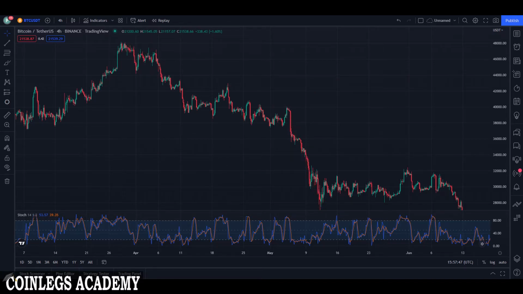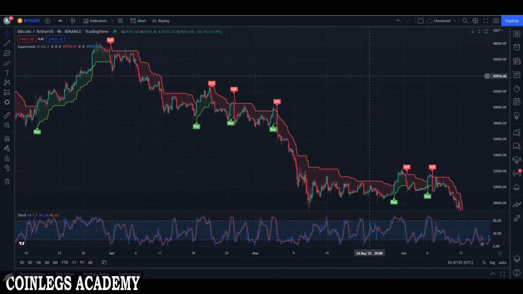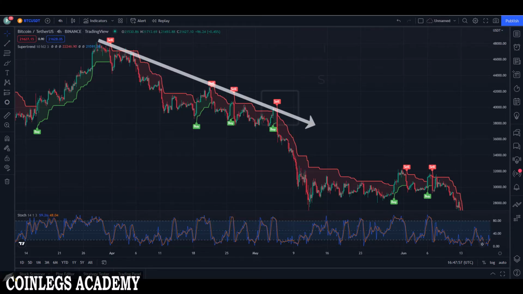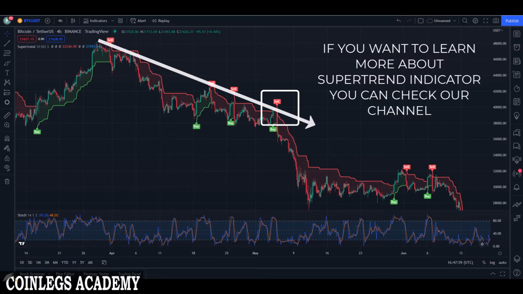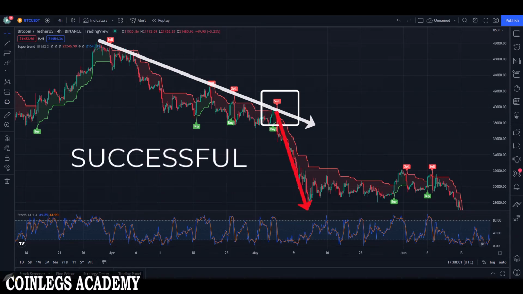Now, in the same example, I will use Supertrend to determine our entry point. As you can see, in the same trend line touch zone, Supertrend gives a sell signal for us. If we consider this sell signal, it's a successful trade again.